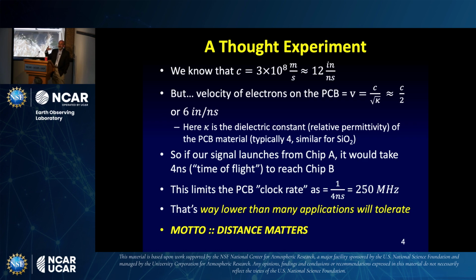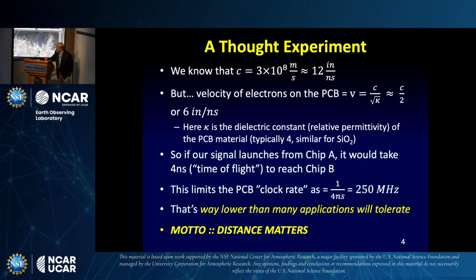Now, just for context, my cell phone is way more than that. It's a gigahertz plus, the speeds of signals in the cell phone, or a motherboard of my desktop. So this is seriously limiting, correct? This 250 megahertz limit is a serious problem that we have. So many applications will simply not tolerate this.